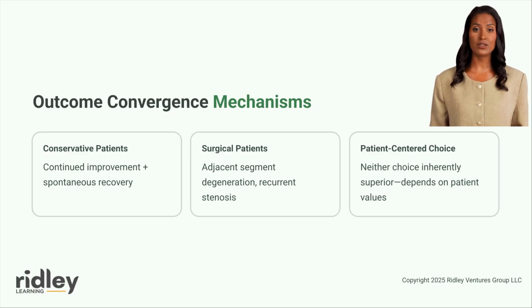These findings have profound implications for treatment counseling. Patients seeking rapid symptom relief who are willing to accept surgical risks may reasonably choose operative intervention, while patients who prefer to avoid surgery and can tolerate a more gradual recovery trajectory may achieve equivalent long-term outcomes through comprehensive rehabilitation. Neither choice is inherently superior. Rather, the optimal decision depends on individual patient values and circumstances.